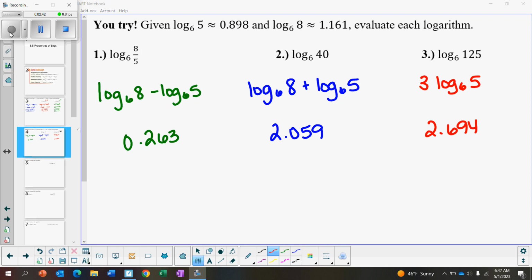All right, so for the first one, 8 divided by 5 is really 8 minus 5, so we get 0.263. For number 2, 40 is really 8 times 5, so that becomes 8 plus 5, we get 2.059. And 125 is really 5 to the third, which is 3 times log base 6 of 5, and that's 2.694.